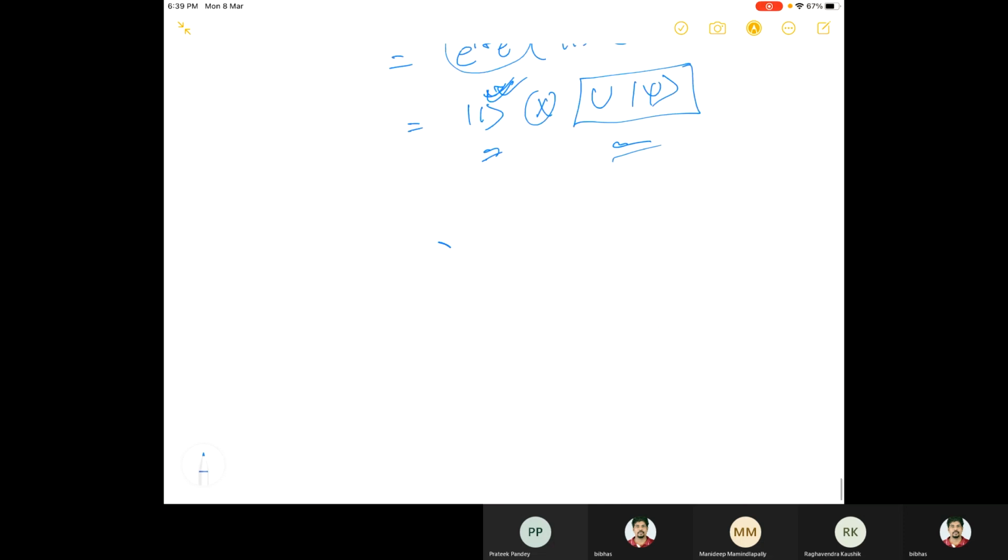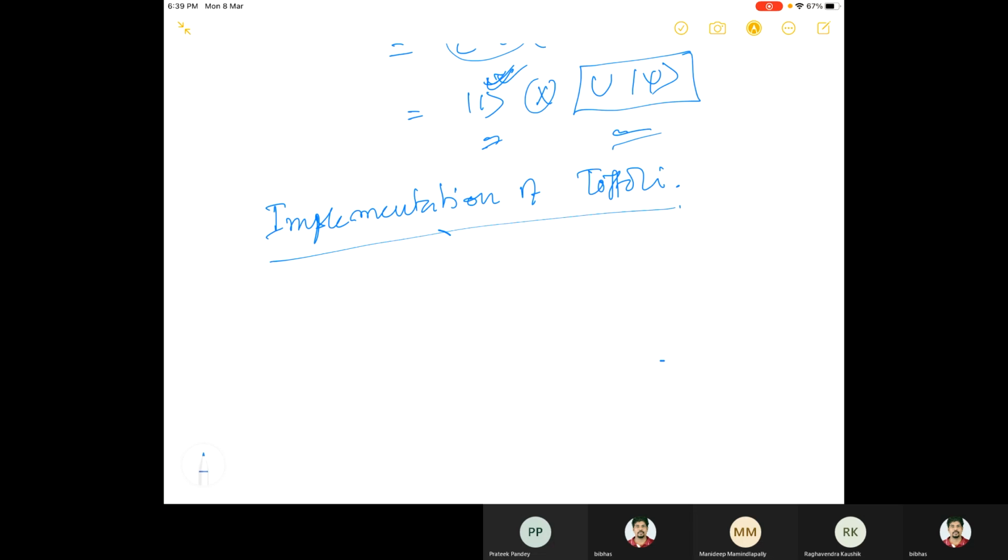So for the Toffoli gate, this is the implementation of Toffoli. What is the Toffoli gate? There are two controls. The input is 3 qubits, right? So the icon would be like there are 3 qubits. If the first qubit is 1 and the second qubit is 1, then I'll apply the NOT gate on the third one, the plus sign. So this is my Toffoli gate.